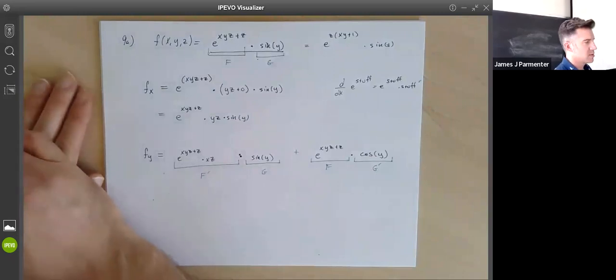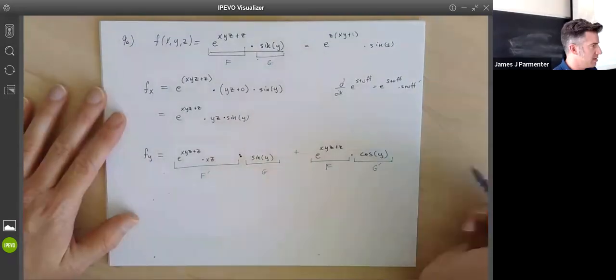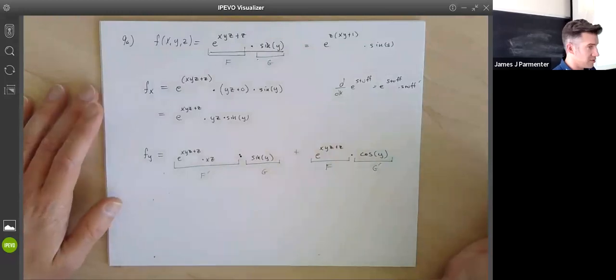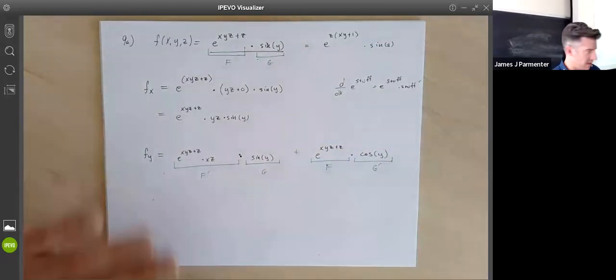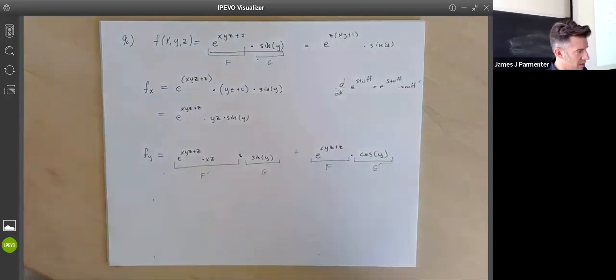Part of me really was struggling not to write a y prime at the end. Right? It's not implicit differentiation. You don't do the derivative with y and you throw in a y prime. None of that. But it felt like I wanted to.